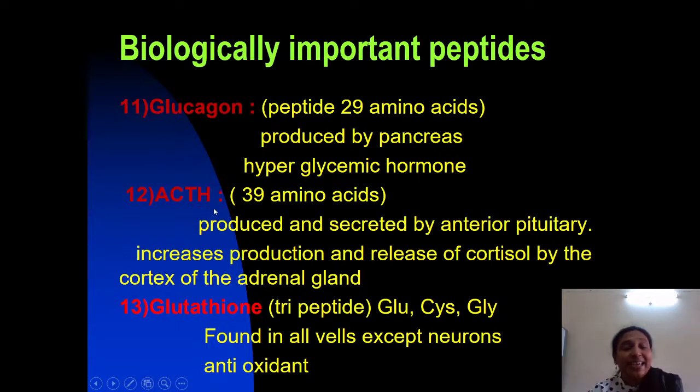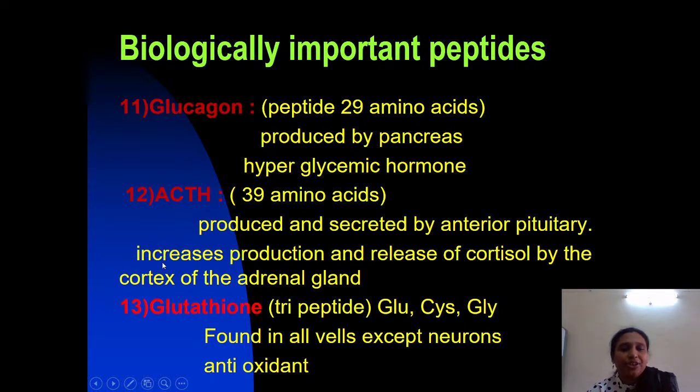Now the next one is ACTH, that is adrenocorticotropic hormone. It is made up of 39 amino acids. It is mainly produced and secreted by the anterior pituitary, and it increases the production and release of corticosteroid hormones by the cortex of the adrenal gland. The function of ACTH is that it stimulates the production of cortisol from the cortex of the adrenal gland.